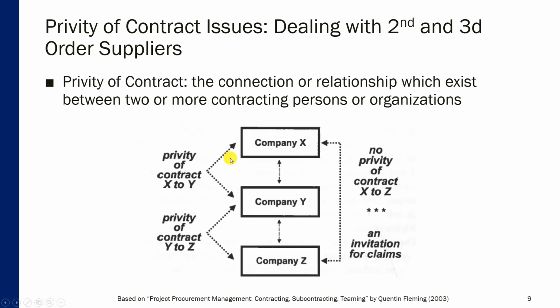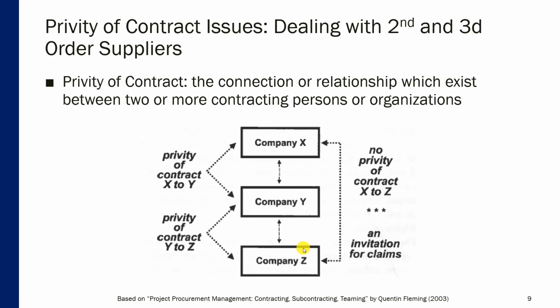In other words, they have a contractual relationship with company Y, but it is company Y that has a contractual relationship with company Z. Company X has no contractual relationship or no privity of contract with company Z. So, given that arrangement, company X is not in a position to dictate, to manage, to administer things on the company Z side.